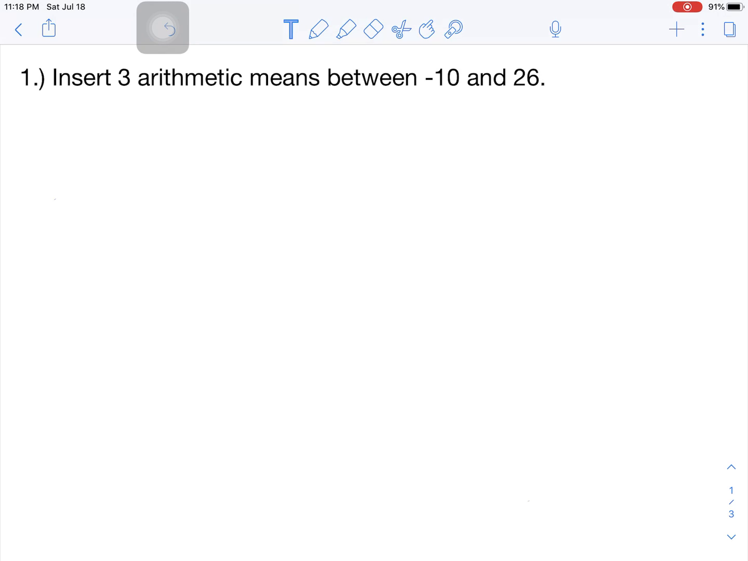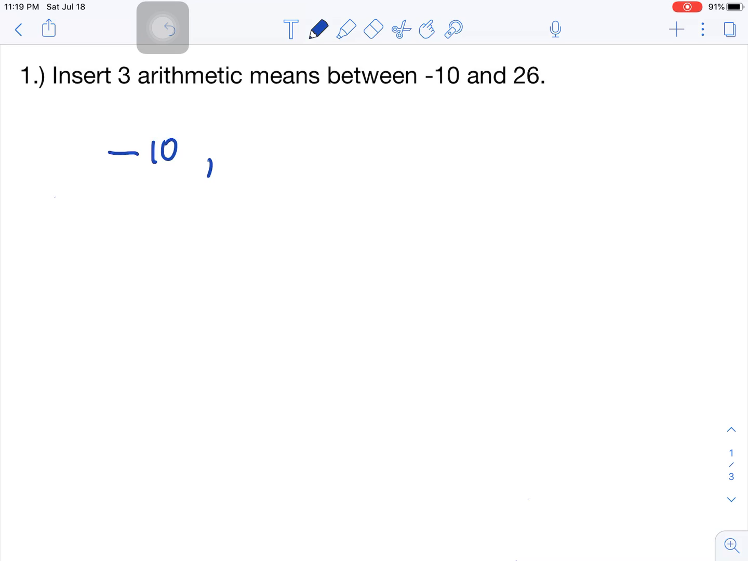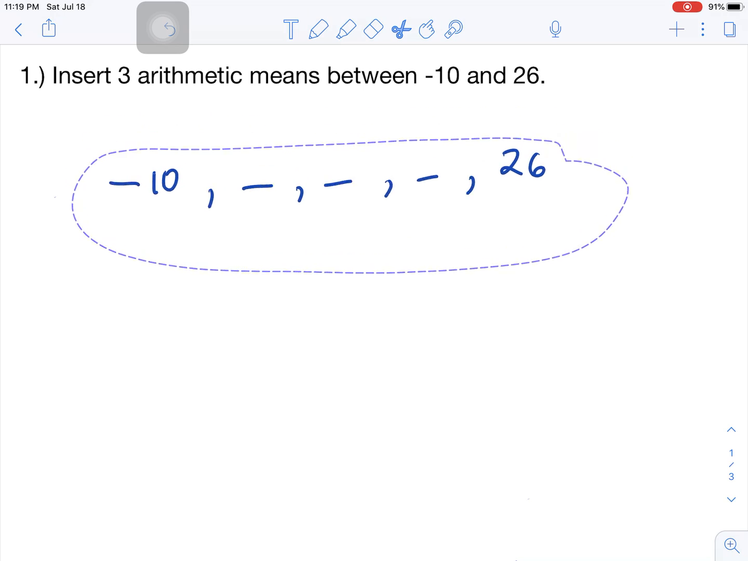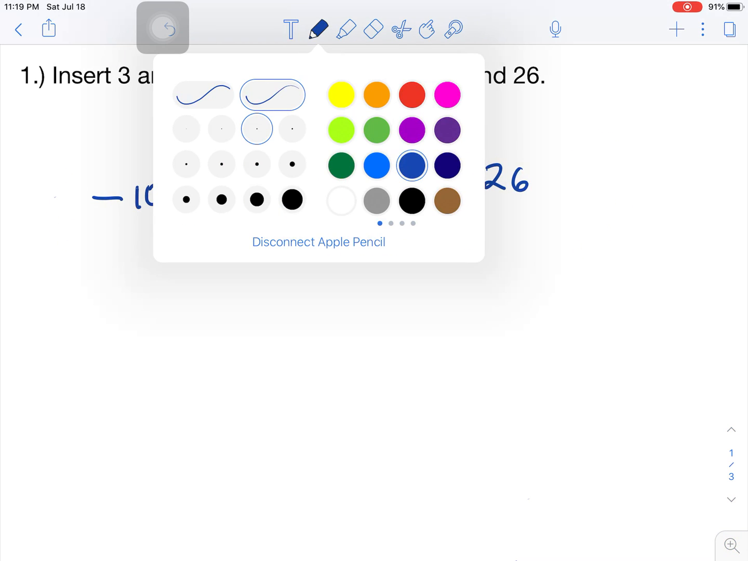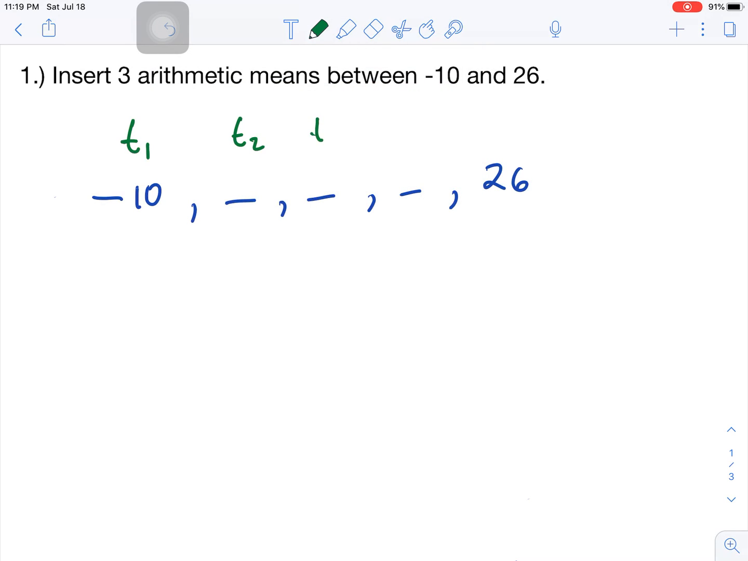So, ibig sabihin na nito, meron tayong sequence, no? Meron tayong arithmetic sequence na ang first term ay -10. Tapos mag-i-insert tayo ng ilan? Tatlo, no? And then, yung pang last term natin ay 26, no? So, actually, sequence siya. Arithmetic sequence na given the first term and the last term, no? And makikita natin na meron tayong 5 terms, di ba? So, we have, this is t sub 1, this is t sub 2, t sub 3, t sub 4, t sub 5. Okay. So, ibig sabihin, kukunin natin yung tatlong terms dito.